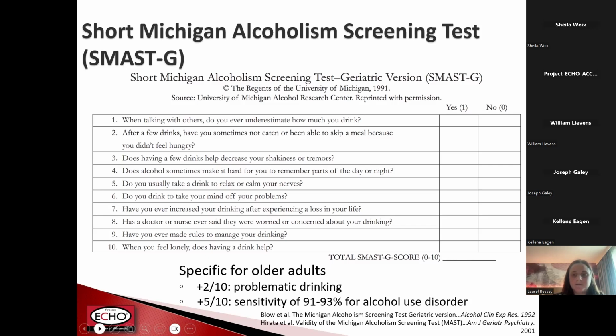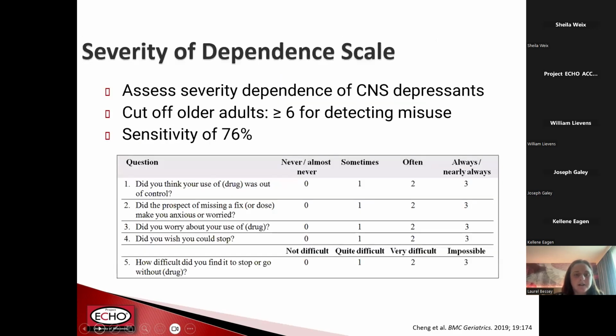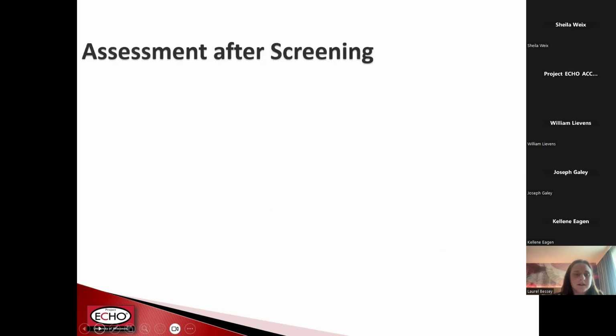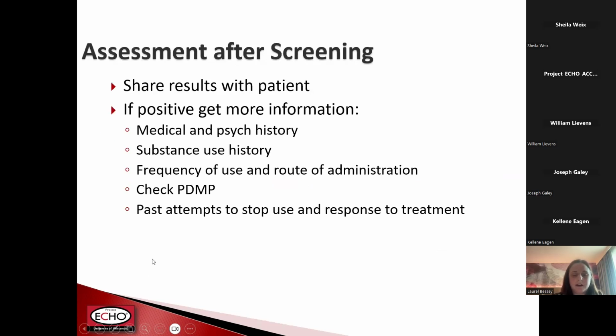Next slide. And then for other substances like CNS depressants, there's a severity of dependence scale. When studied in older adults, a cutoff of greater than 6 for detecting misuse had a sensitivity of 76%. So this can be a useful tool as well. Next slide. And then for anyone, after screening them, you would want to share results with the patient and get more information, complete a physical exam if needed, and refer for treatment if needed.